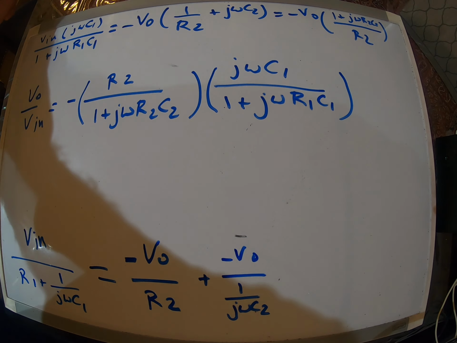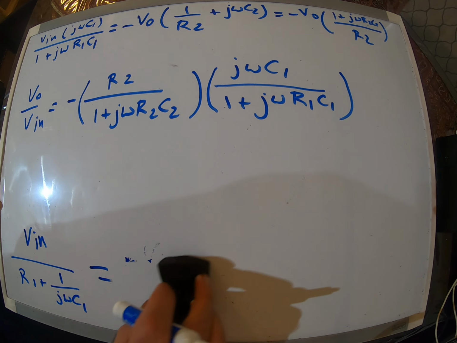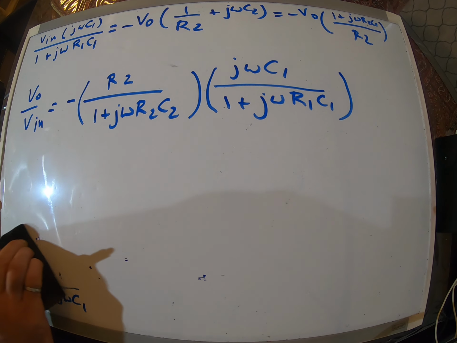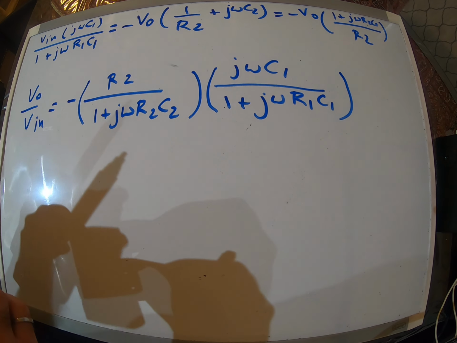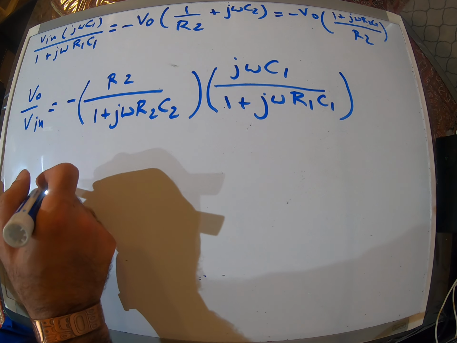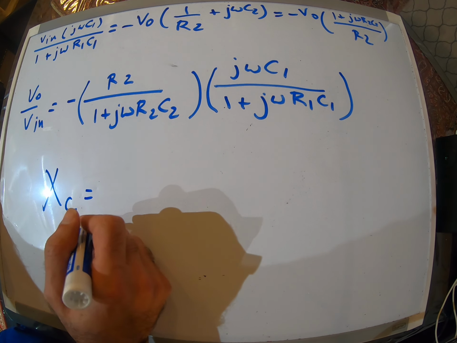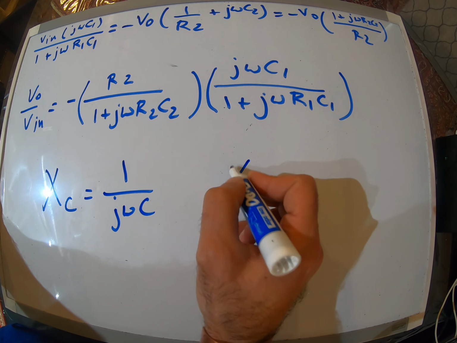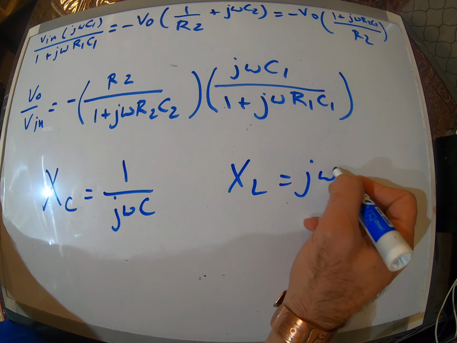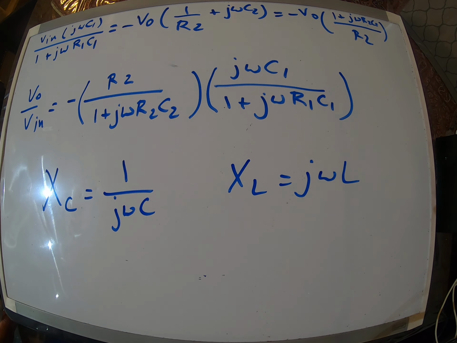For the rest of the circuits that you have in question 1, you just basically have to follow the same steps. It's just either KCL or KVL, and as long as you know that the impedance of a capacitor is 1 over j omega C, and for an inductor is j omega L, then you're going to be fine.